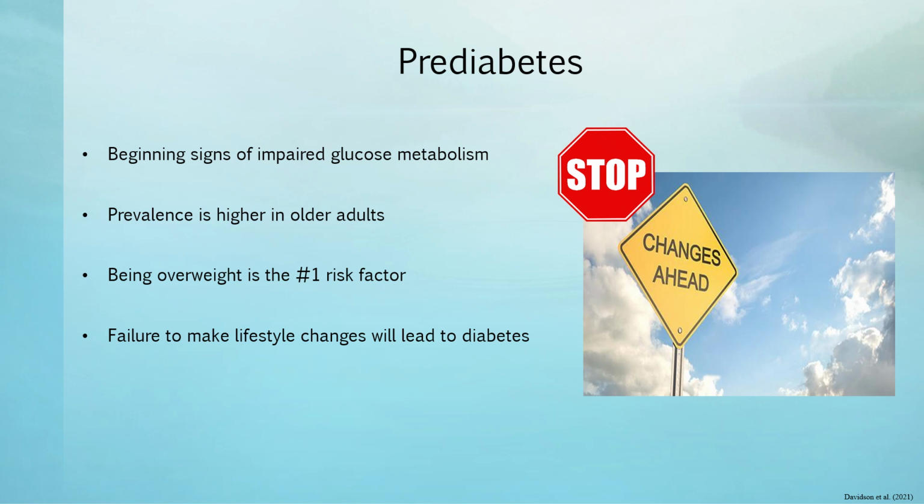Once again, obesity or an increased BMI is the number one risk factor for developing prediabetes, and therefore individuals need to implement a healthy diet and they need to commit to a routine exercise schedule, because if they do not, prediabetes will most likely advance to a diagnosis of type 2 diabetes.